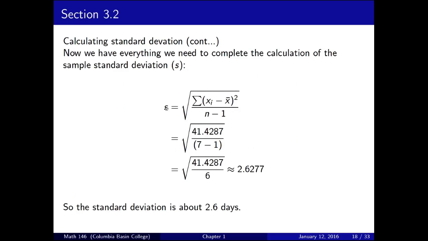So here's the formula. It was the square root of the sum of the squared deviations over n minus 1. We calculated the sum of the squared deviations in the last slide. That was 41.4287. And n is our sample size, so that would be 7, and we subtract 1 from that. So we end up doing the square root of 41.4287 divided by 6, and you should be able to come up with about 2.6277. So the standard deviation here is about 2.6 days.